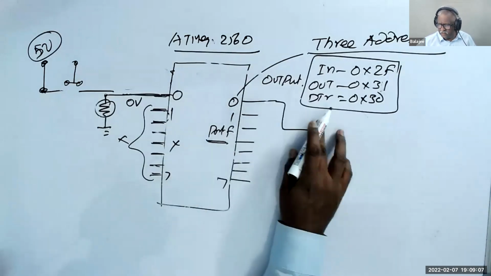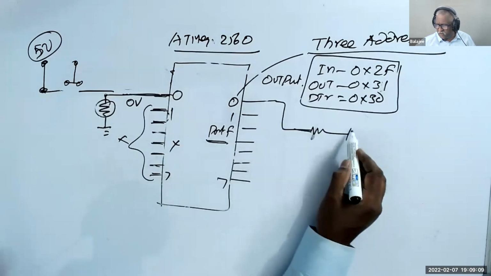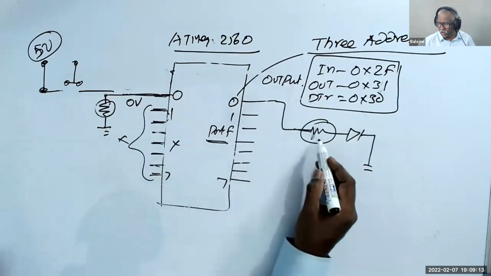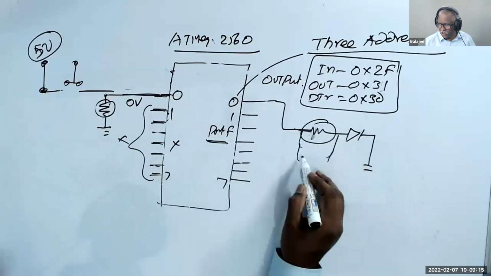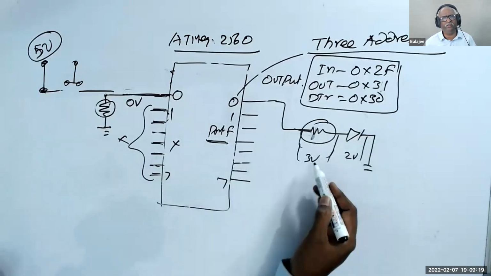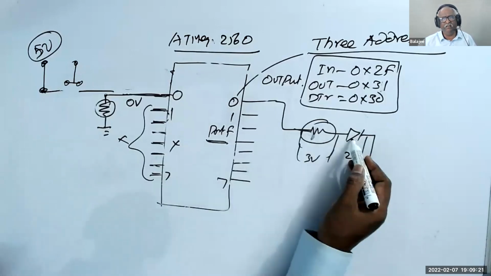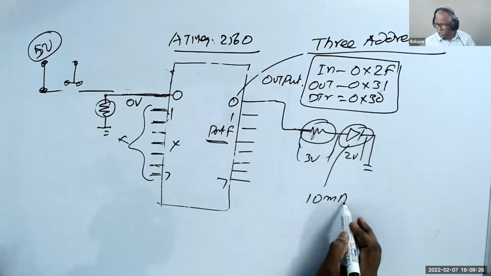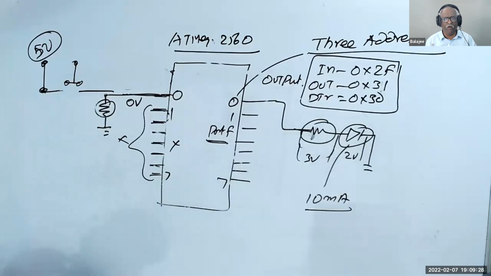I connect a resistor, the LED resistor, to limit the current and drop the voltage also, 3 volts and 2 volts. So it will divide the voltage. Also, it limits the current. If you give an LED, they say 10 milliamperes. If you give more current, then the LED will burn.